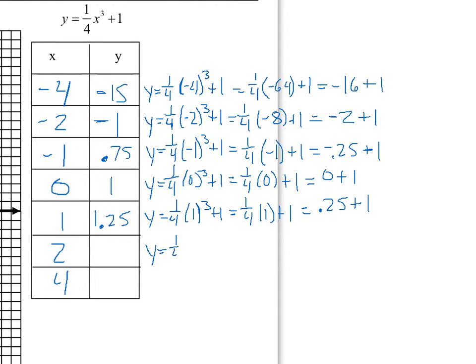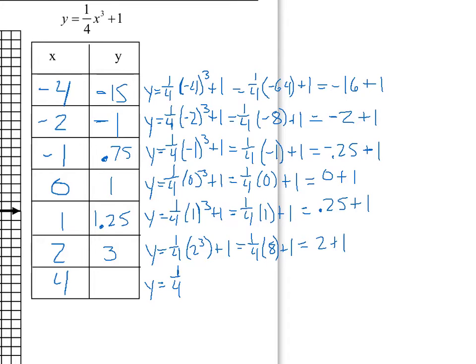Y equals 1/4 times 2 cubed plus 1. 1/4 times 2 cubed. 2 cubed is 2 times 2 is 4, times 2 is 8. Which is 1/4 times 8, which is positive 2, plus 1 is 3. I'm smart for that, I guess.